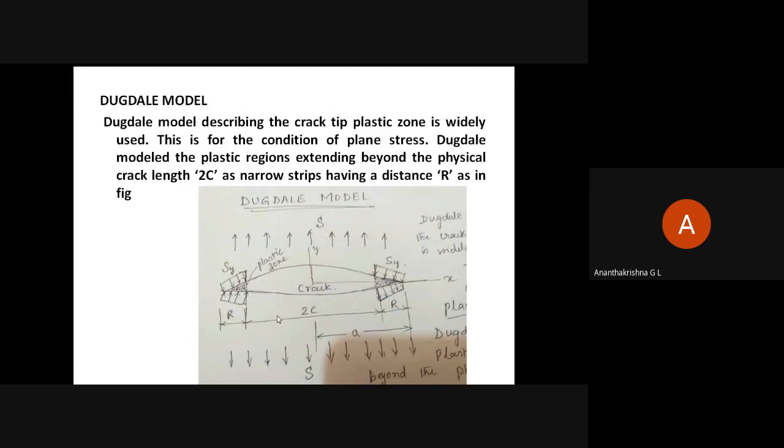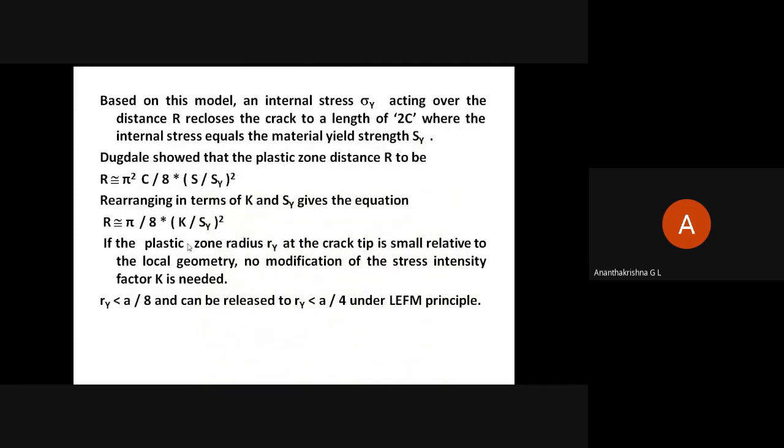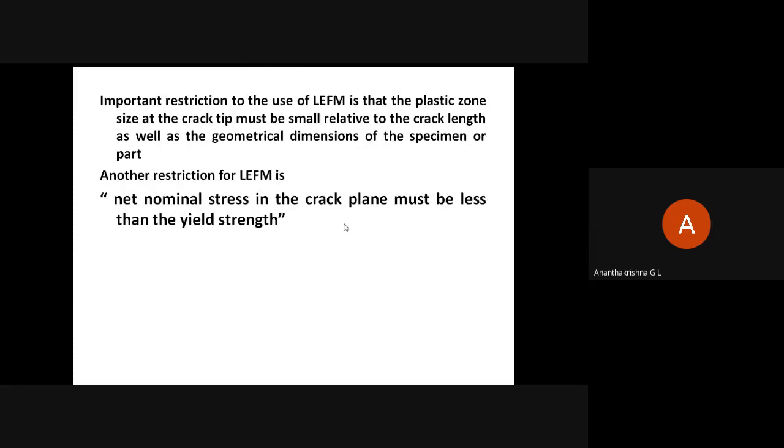Then we took the Dugdale model. In the Dugdale model, he assumes that the plastic region extends beyond the actual crack length of 2c by a distance r. When he does that, he finds through an equation that the plastic zone distance r is essentially given by pi by 8 into (K by S_y) whole square. Again, K and S_y, stress intensity factor and yield stress. Okay, so that is the plastic zone distance r given by the Dugdale model. And then we know the limitation of LEFM, that it should obey Hooke's law, and the stress in the crack plane must be less than yield strength. That is the precondition.